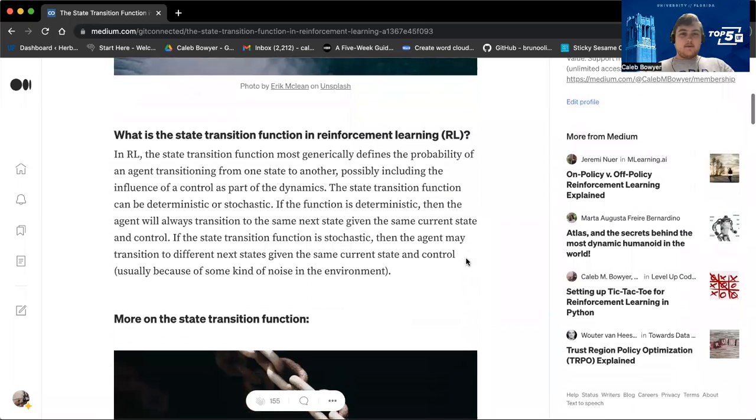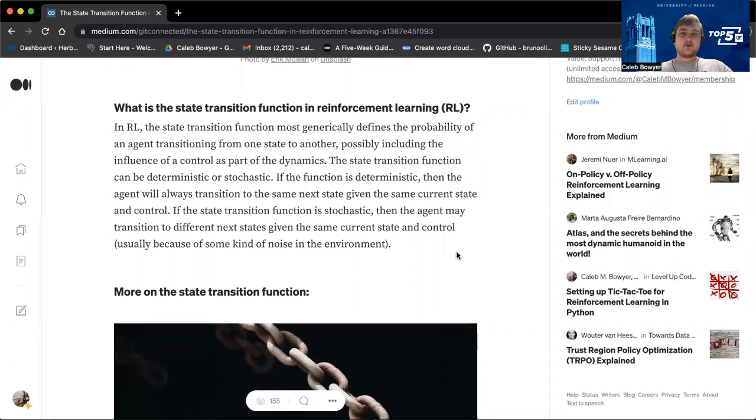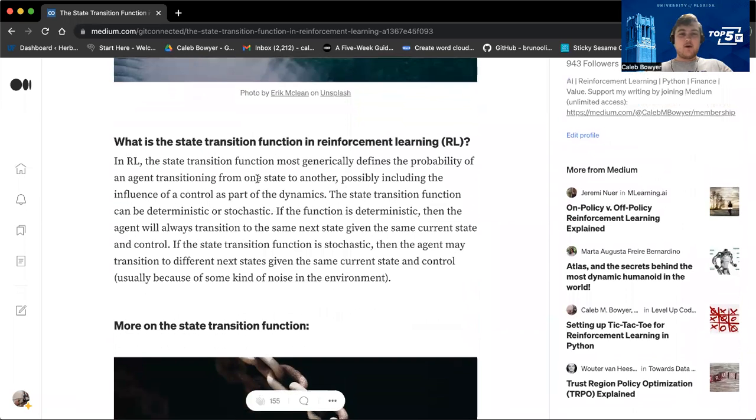And the first question we need to ask ourselves is, what is the state transition function in reinforcement learning? In RL, the state transition function most generically defines the probability of an agent transitioning from one state to another, possibly including the influence of a control as part of the dynamics. The state transition function can be deterministic or stochastic.